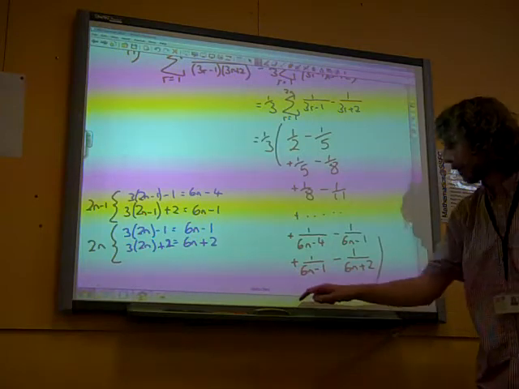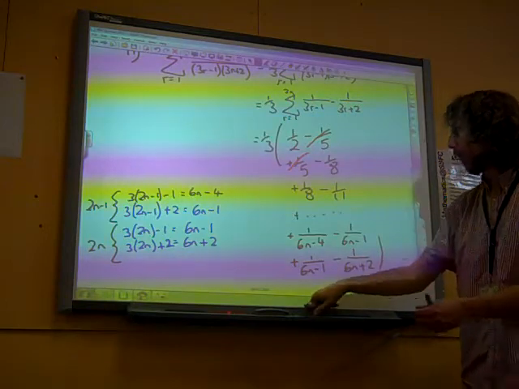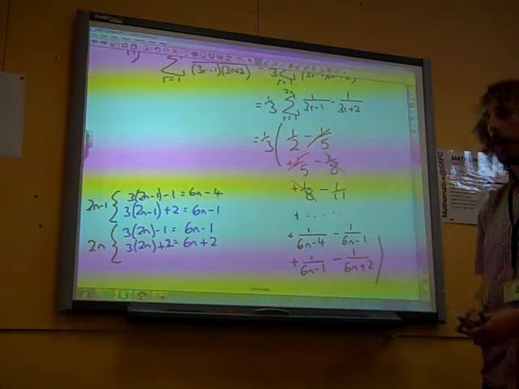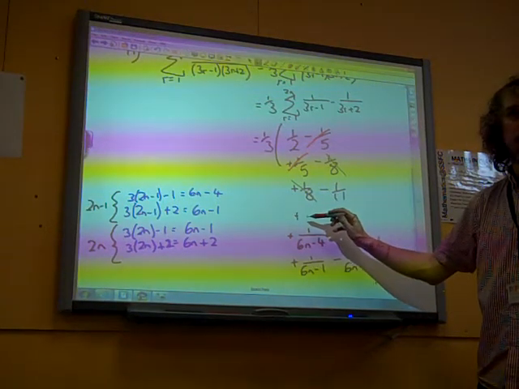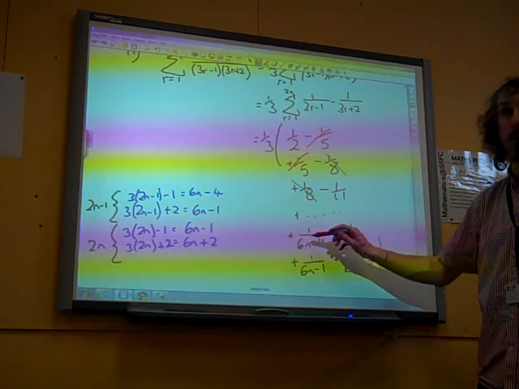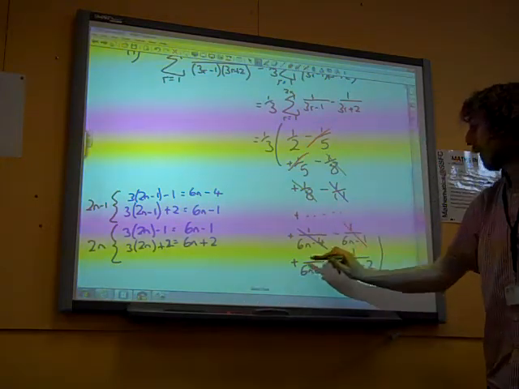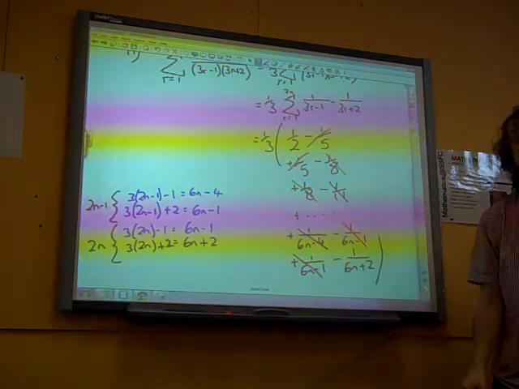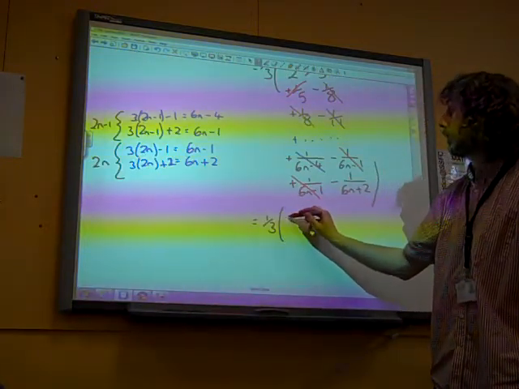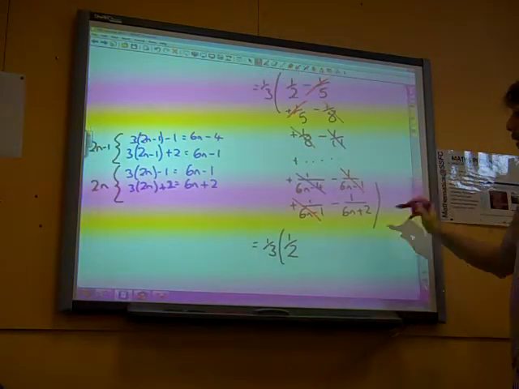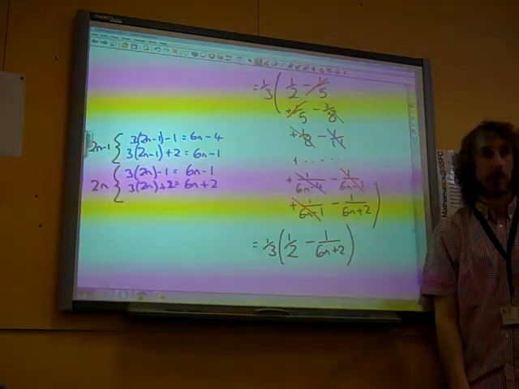What matters is that we then spot that this minus a half is there and there. We've got minus an eighth there and there. We've got minus an 11th, which would cancel out with the plus 11th there. But we've also got a minus 1 over 6n minus 4, so let's cancel those out together. So after all that, you're left with 1/3 of the half that we had at the very beginning, take away 1 over 6n plus 2 that we had at the very end.